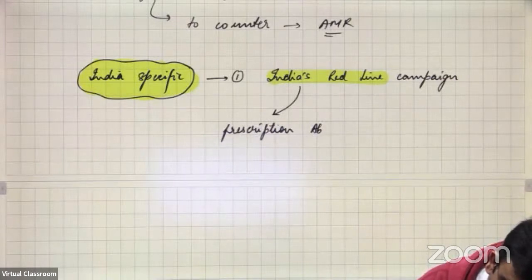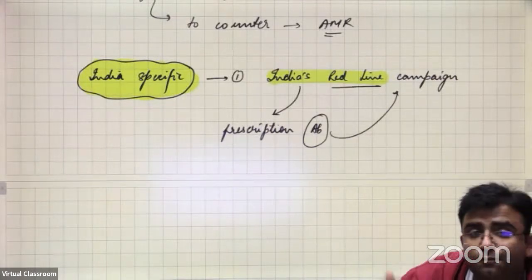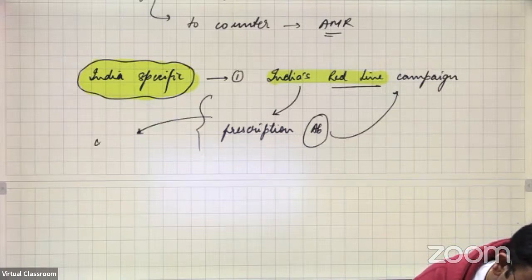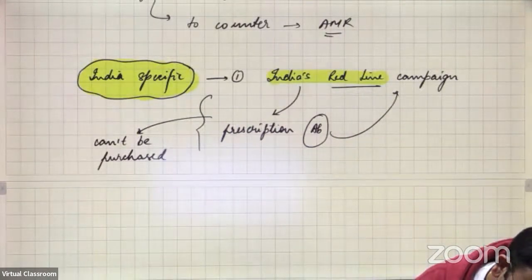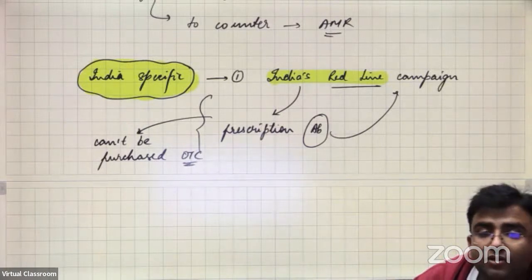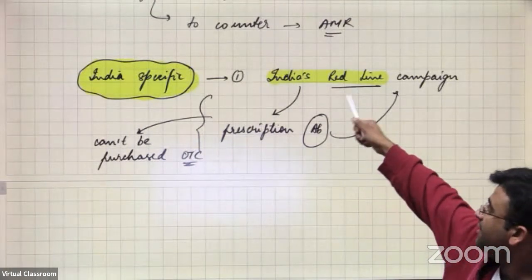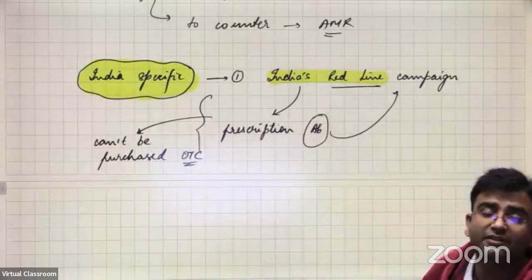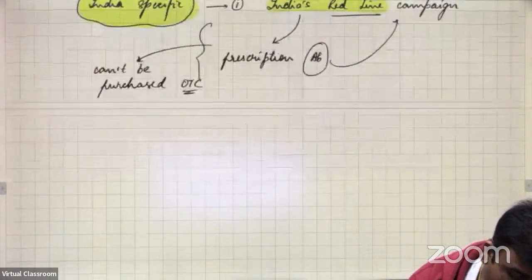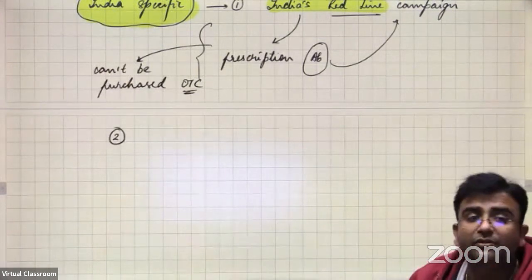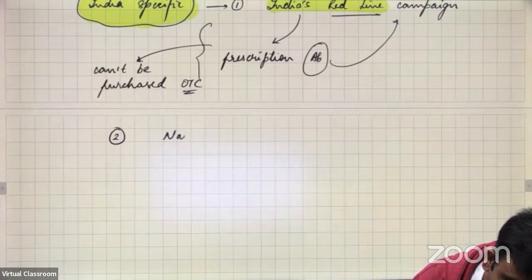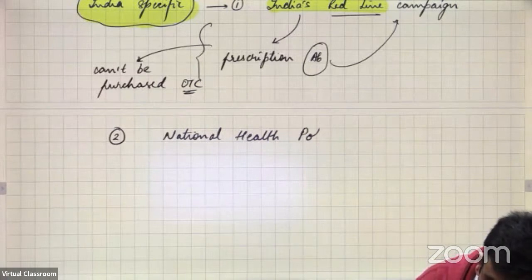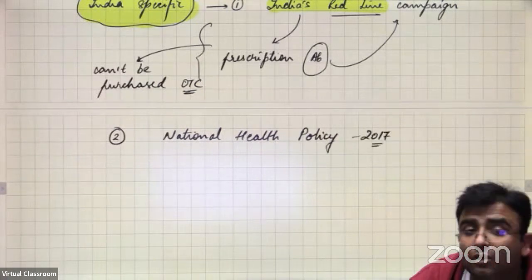In India's Red Line campaign, the prescription antibiotics are provided with a red line on the packet such that they cannot be purchased over the counter. The medicine strip that has a red line, you cannot buy without showing a prescription. All right. So this is a step that the government of India introduced to prevent the abuse and misuse of antibiotics.